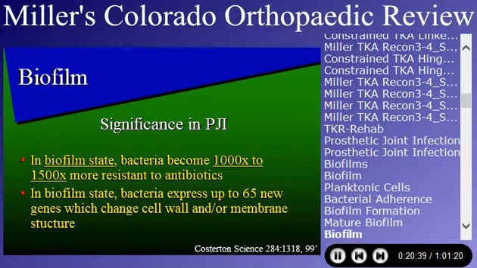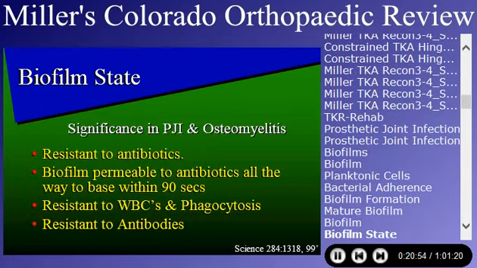You've got to know that in prosthetic joint infection or osteomyelitis, in the biofilm state, the bacteria become 1,000 to 1,500 times more resistant to antibiotics. These bacteria express genes which change the cell wall structure or membrane structure, and they become much more resistant to antibiotics. And that's why you cannot treat chronic infections with antibiotics alone once you're in the biofilm state. They are resistant to antibiotics.